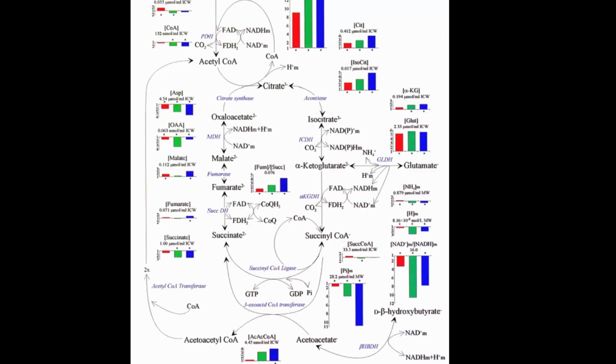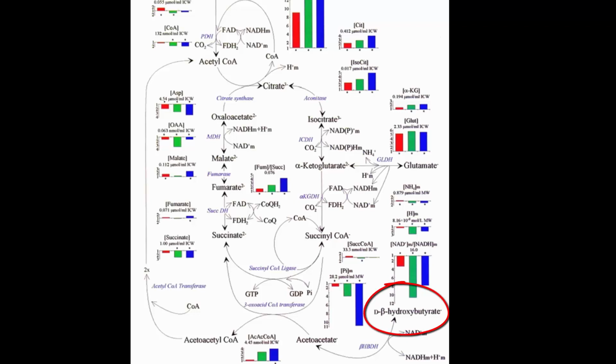Let's talk about how D-beta hydroxybutyrate supercharges the battery. The voltage of NADPH can come from glucose or it can come from D-beta hydroxybutyrate. When it comes from D-beta hydroxybutyrate, the voltage can be much stronger than when it just comes from glucose.